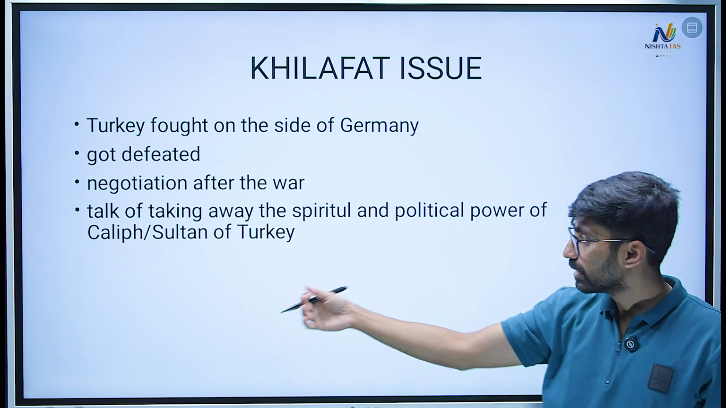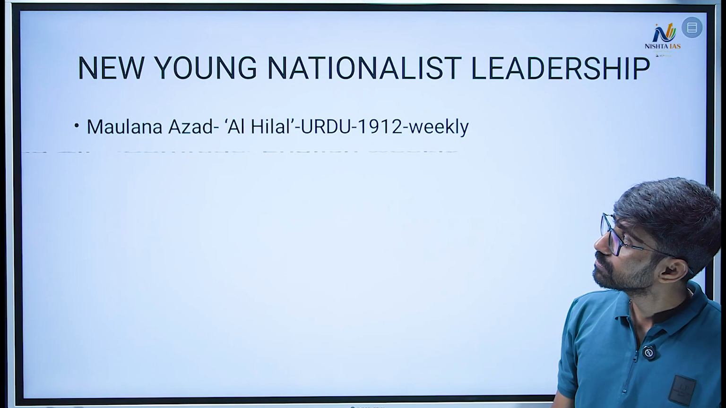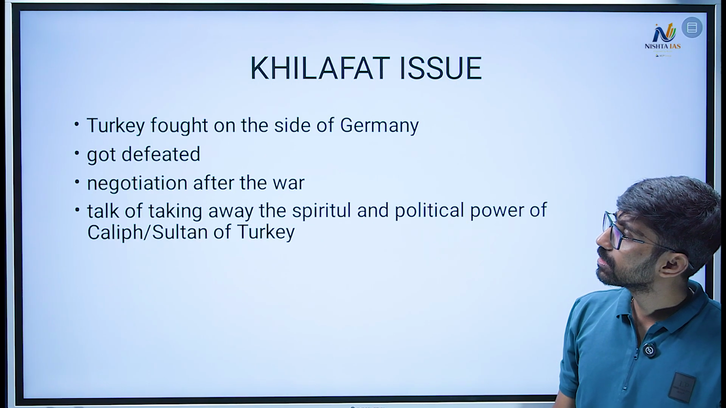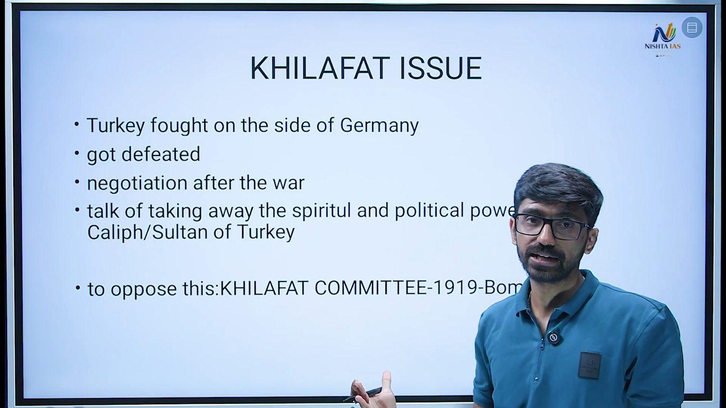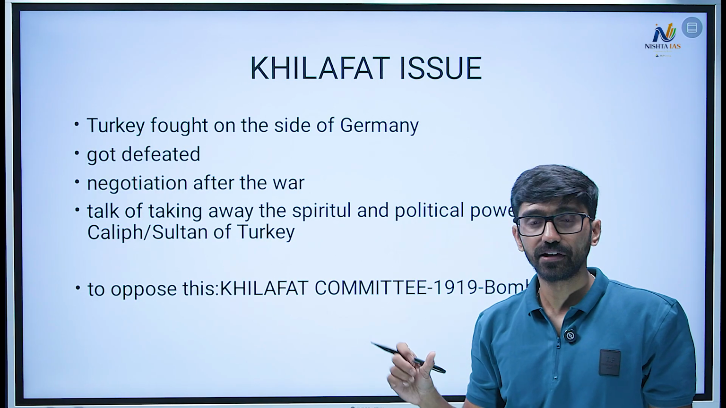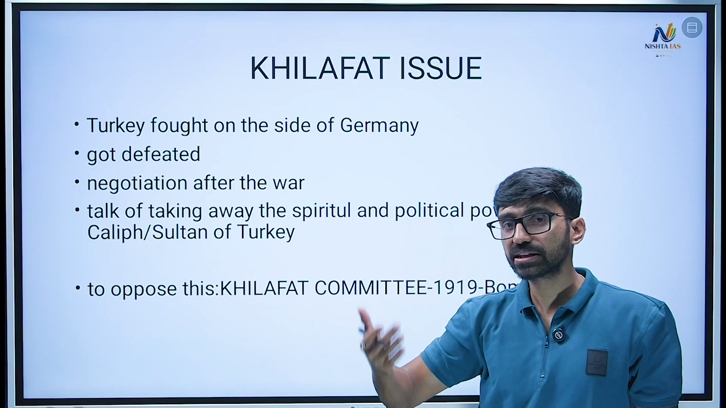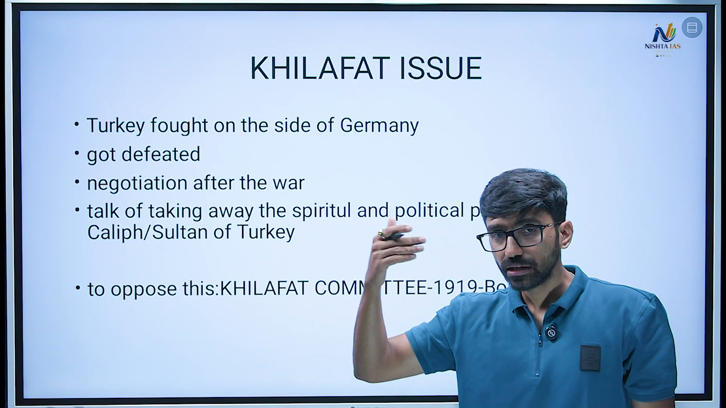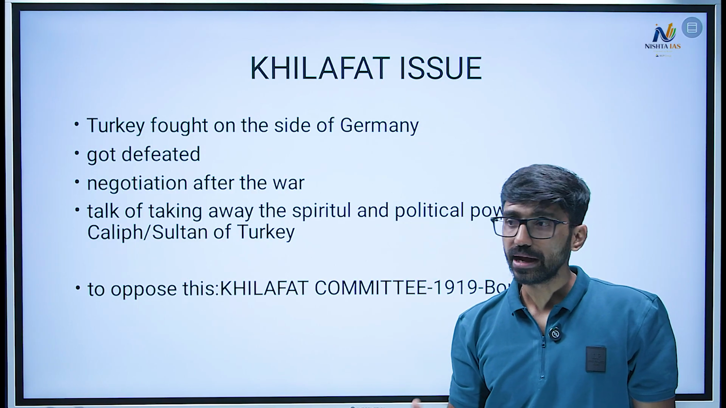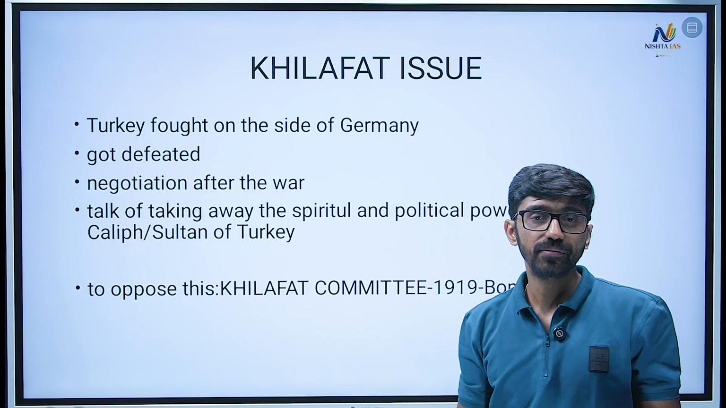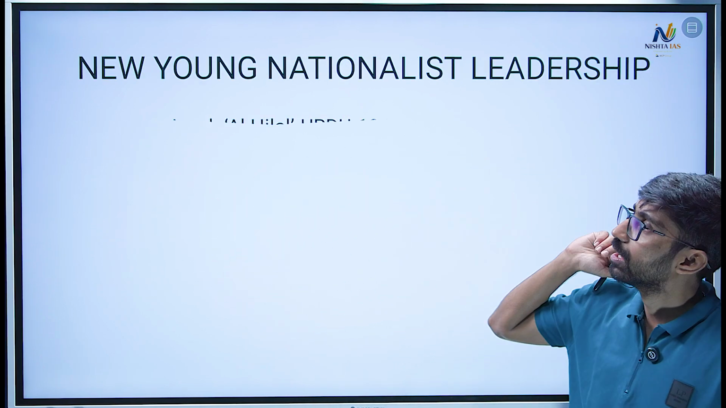And to oppose this, the Khilafat Committee was established in India in 1919. That is the Khilafat issue. Now when the British did not respect the Khalifa, the Khilafat leaders also wanted to launch this non-cooperation movement. Other leaders came together and they launched this non-cooperation movement because of the Jallianwala Bagh issue and the Rowlatt Act issue.